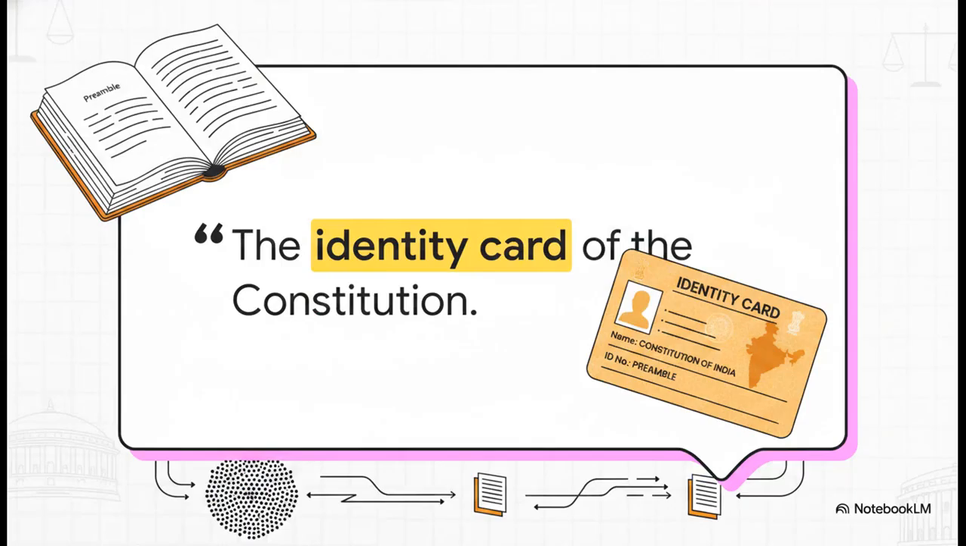So, if you had to read the entire Constitution of India, you'd be staring down a massive document with over 146,000 words. Where do you even begin with something like that? Well, the eminent jurist N.A. Palkhivala offered a pretty brilliant metaphor. He actually called the preamble the identity card of the Constitution. It's the preface, the introduction, basically the very essence of the entire document condensed down onto one single, powerful page.